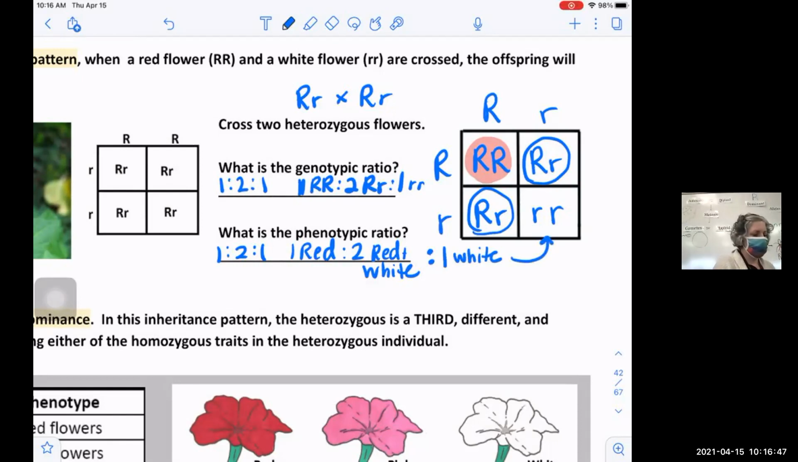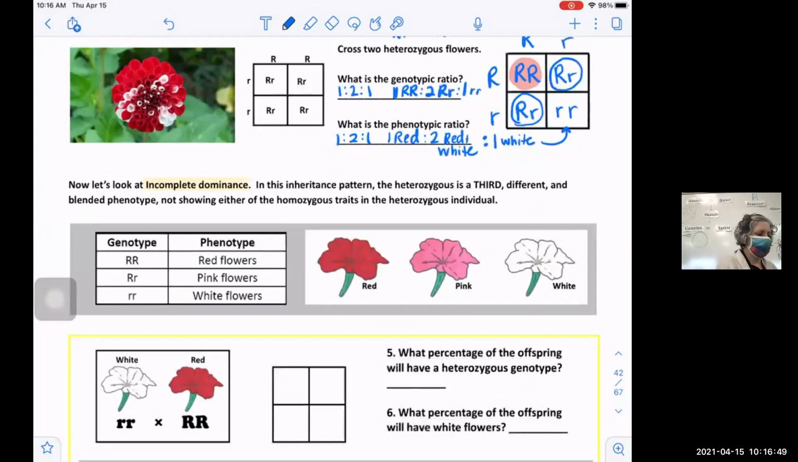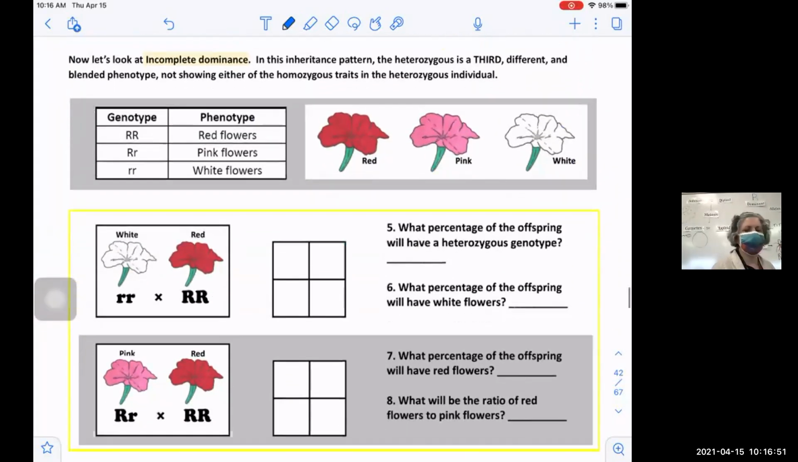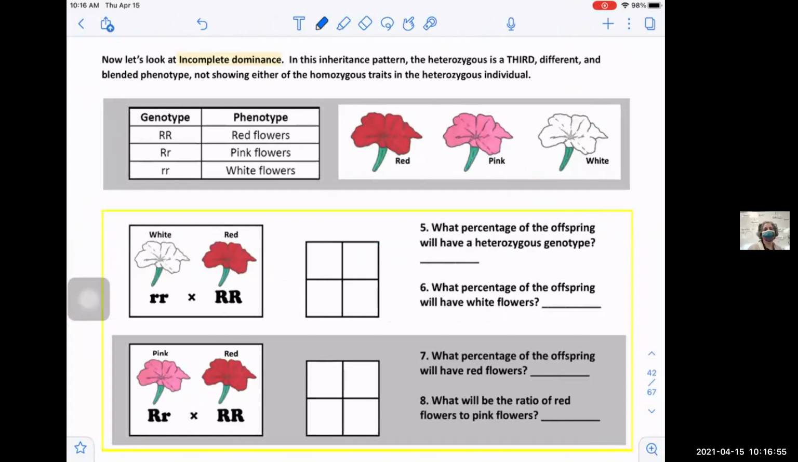All right, so now let's look at an example of incomplete dominance. So this is different because we don't have red and white in the heterozygous phenotype. We have a pink flower. So you have 2 crosses over here. I want you to fill in your Punnett square and then answer the questions about them. So try it out yourself.